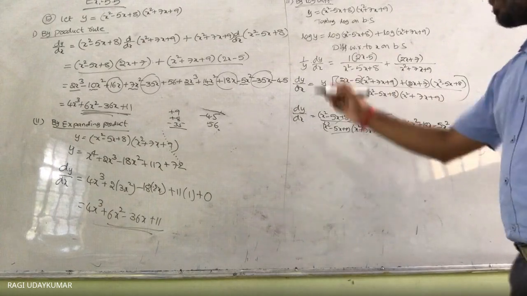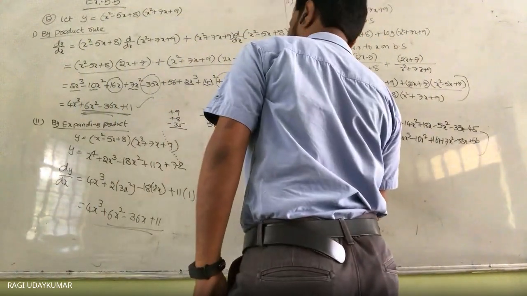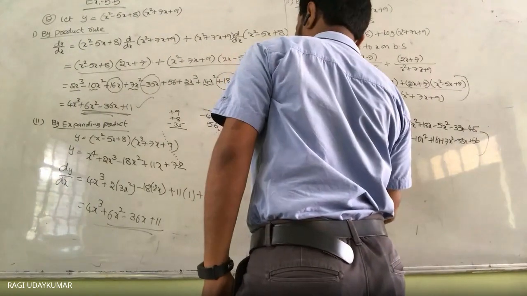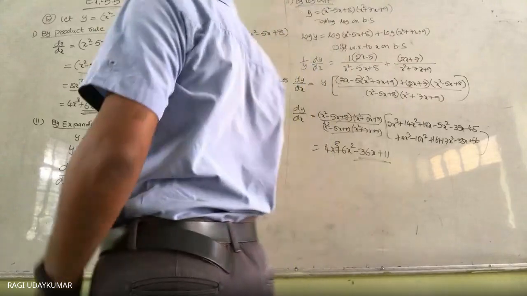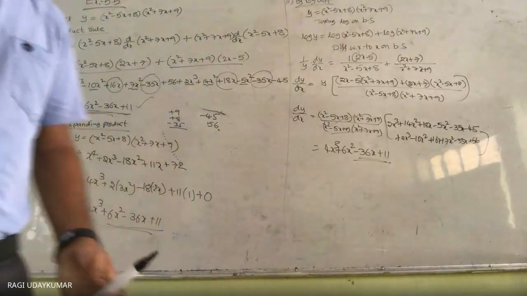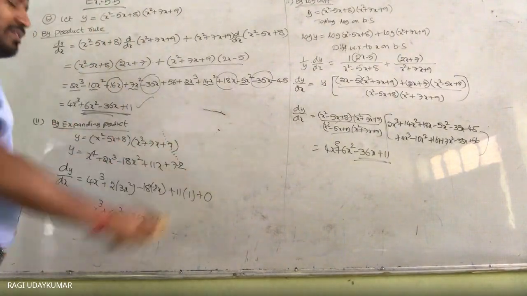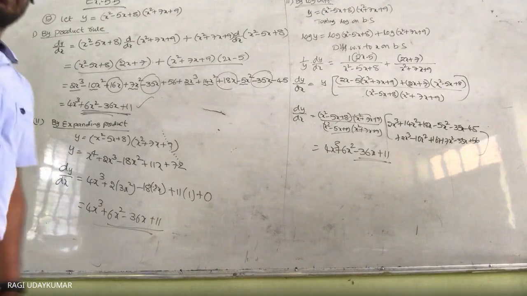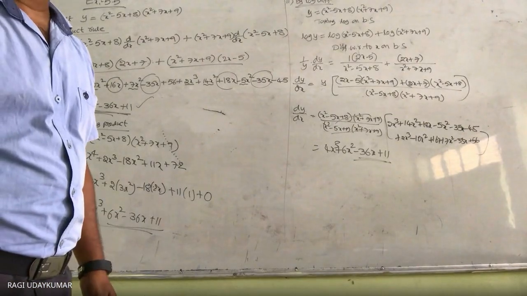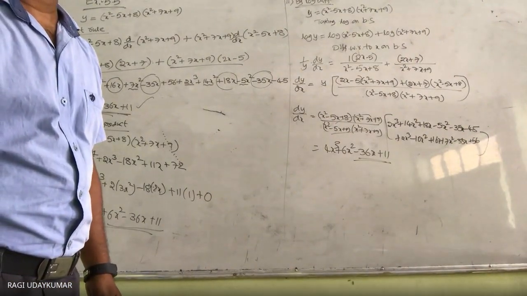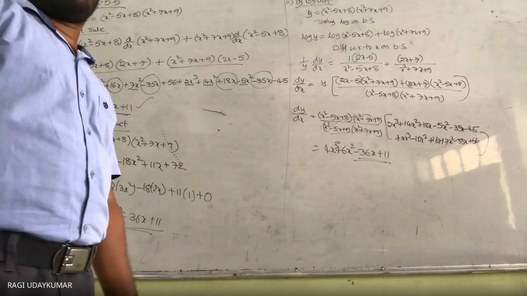And simplifying this, we are going to get at last the final answer, that is 4x cube plus 6x square minus 36x plus 11. In 3 methods the answer is same, but which is easy? This one. Expanding the product is easy. So depending upon the situation, we need to mold. According to the situation, we need to mold. Otherwise, it is not at all correct.